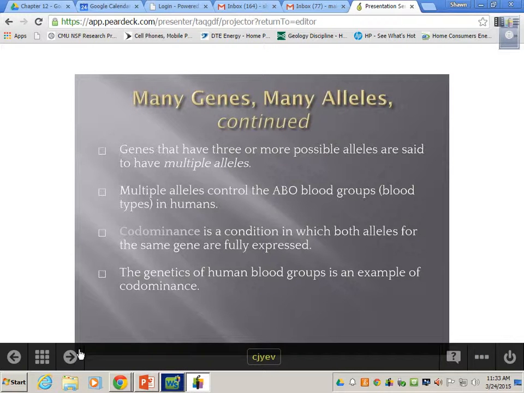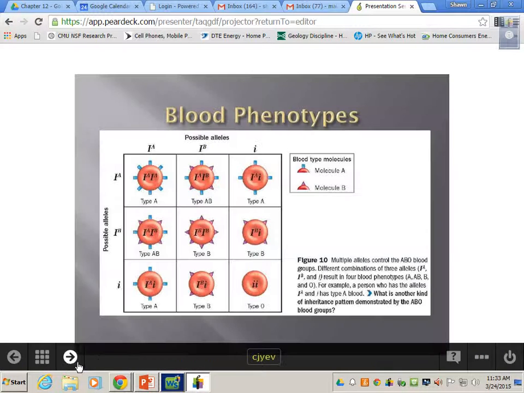So we're going to look at blood typing here. And I really want you to look up here. Is this a situation that would exist as a Punnett square?